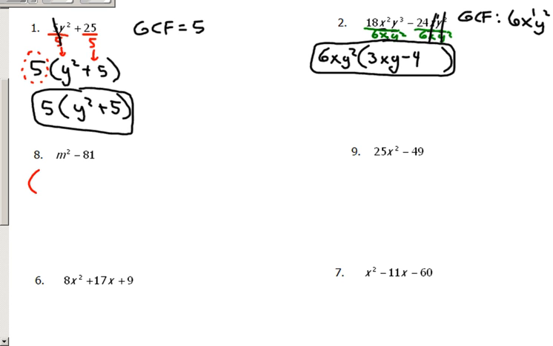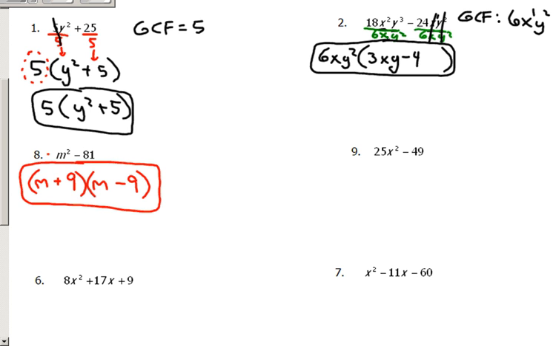In this case, I know there's always going to be two parentheses. The square root of m squared is m, so m's go here. The square root of 81 is 9, so the 9's go there. And then I always have to have a plus in one and a minus in the other. The reason you have to have a plus and a minus is so that the middle term cancels out. That's why difference of two squares works. We could do MAG with this and have the b be a 0, but that's much longer.